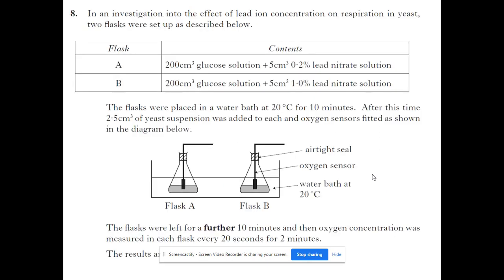So again, here's this little experiment. It's set up to look at the effect of lead nitrate solution concentration on the rate of respiration in yeast. That was the aim. We've already established that the lead ion concentration is the independent variable, and we're measuring respiration rate in yeast, so that would be our dependent variable. So that's the setup of the experiment. Just going to hide this little box.